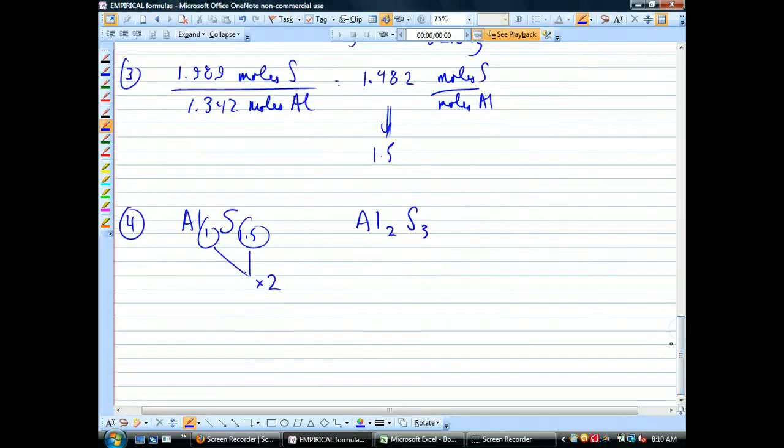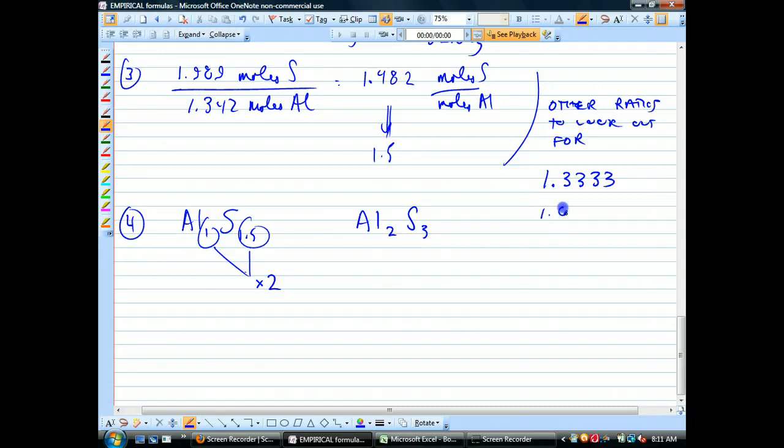Some other ratios that you want to look out for. This is 1.5. Something like this should ring some bells. Okay? 4/3. And now if you got 1 to 4/3, you could multiply through by 3, right? And then you'd change it all to whole numbers.